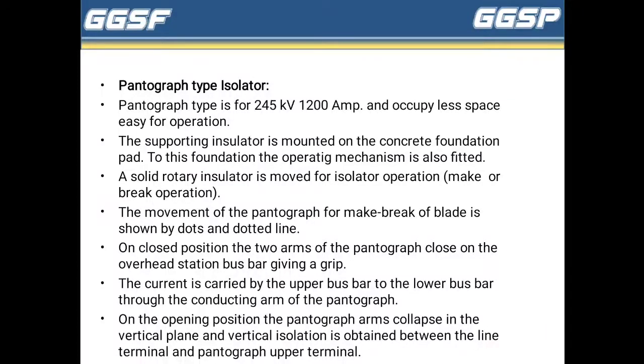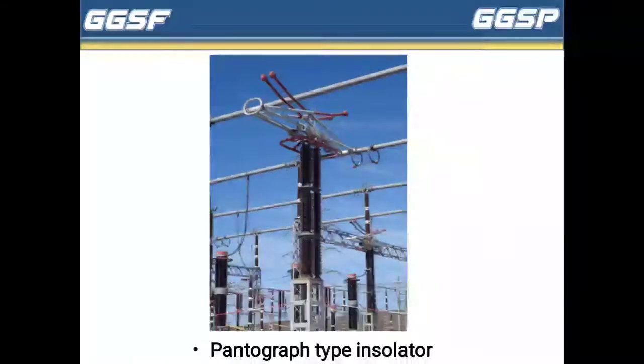The movement of the pantograph for make and break of blade is shown by dots and dotted lines. On close position, the two arms of the pantograph close on the overhead station bus bar, giving a grip. The current is carried by the upper bus bar to the lower bus bar through the conducting arm of the pantograph. On the opening position, the pantograph arms collapse in the vertical plane and the vertical isolation is obtained between the line terminal and the pantograph upper terminal.